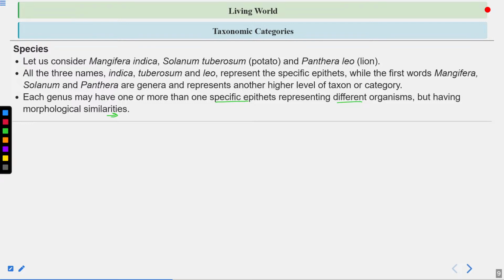Okay, and when the specific epithet is different, the species is different, and it will represent different organisms. Genus can be the same, but if the species is different, then the organism will be different. But these organisms will share similar characteristics. They will be similar in external features. They will have morphological similarities.